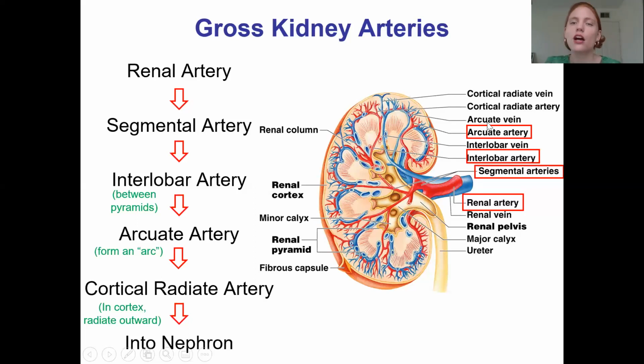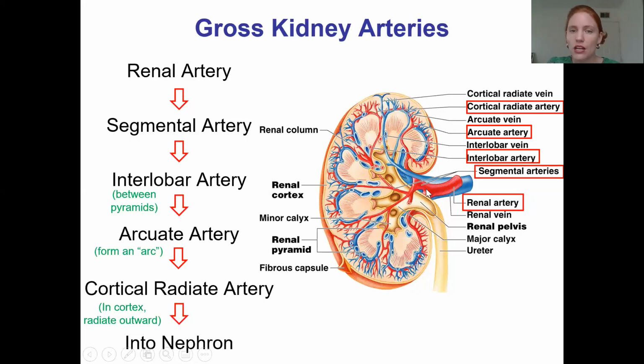Arcuate, arc around the top of it. And then radiating off of them are going to be the cortical radiate arteries. Okay, so they're in the cortex and they radiate. Think of sun rays radiating off of them. So when a bunch of little radiating vessels come off of the arcuate artery, that is now going to be called the cortical radiate artery. Notice that all of these names have some sort of descriptive meaning to them.